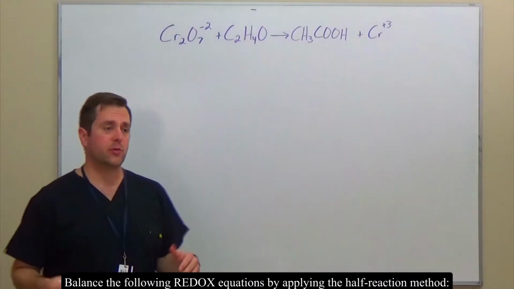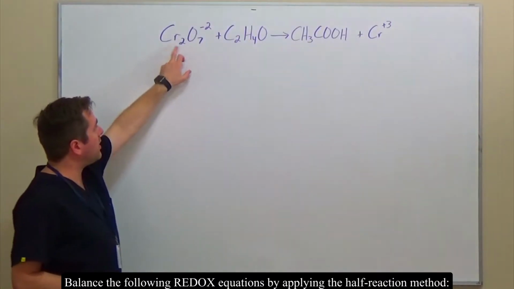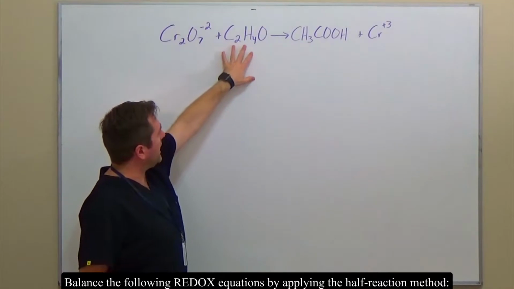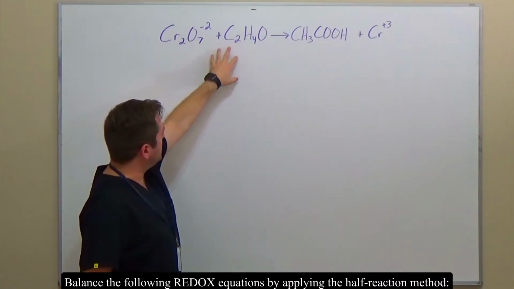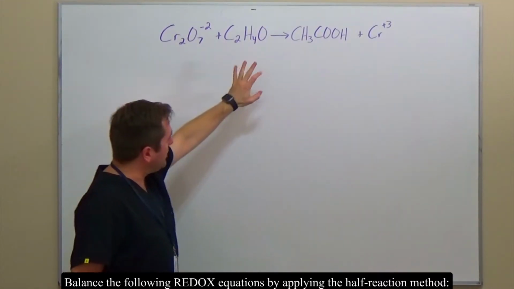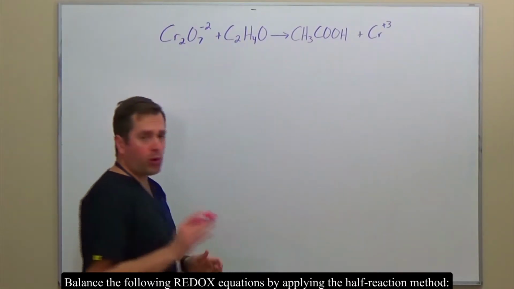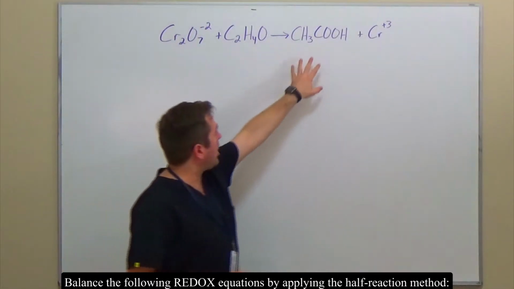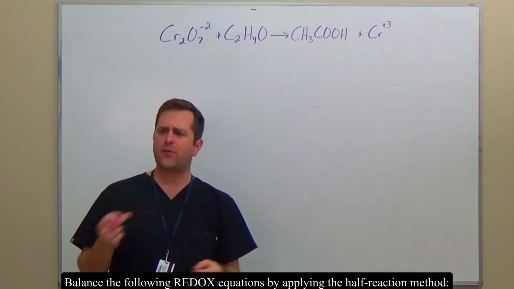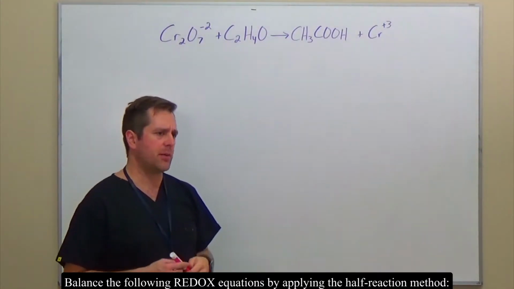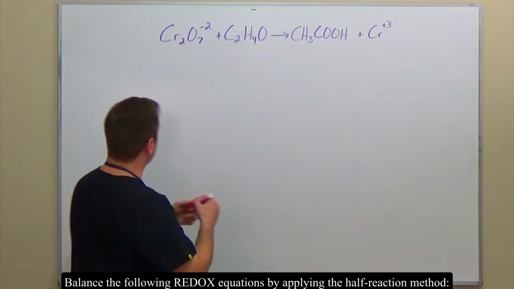Now here's an interesting reaction. We have dichromate ion and then some type of organic compound here, the C2H4O, and it yields acetic acid and chromium 3 ion. I'm going to warn you guys, this particular compound, this acetic acid, it's a little bit difficult to determine the oxidation numbers. We'll come to that in a second.